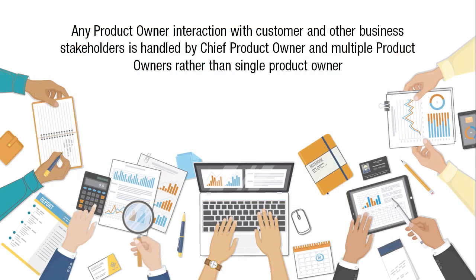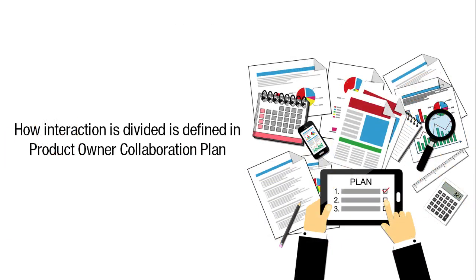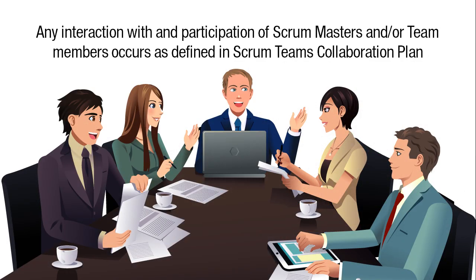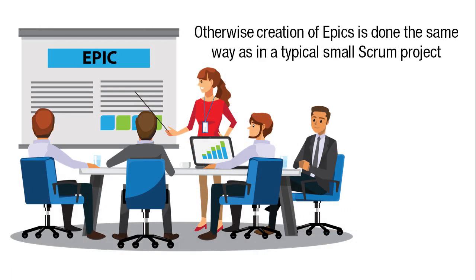Any product owner interaction with the customer and other business stakeholders is handled by the chief product owner and the multiple product owners rather than a single product owner. How that interaction is divided is defined in the product owner's collaboration plan. Any interaction with and participation of Scrum Masters and/or Scrum team members occurs as defined in the Scrum Masters collaboration plan. Otherwise, the creation of epics is done the same way as in a typical small Scrum project.